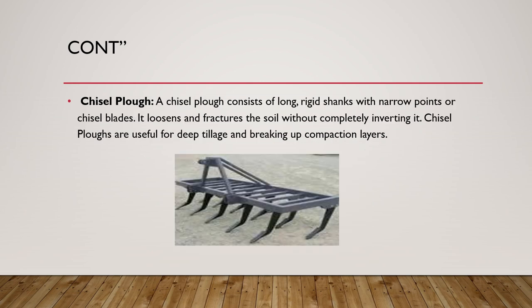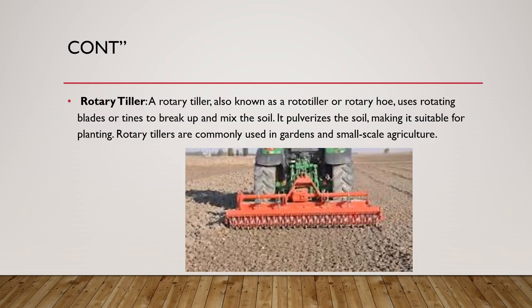We have the chisel plow. A chisel plow consists of long, rigid shanks with narrow points or chisel blades. It loosens and fractures the soil without completely inverting it. Chisel plows are useful for deep tillage and breaking up compaction layers.